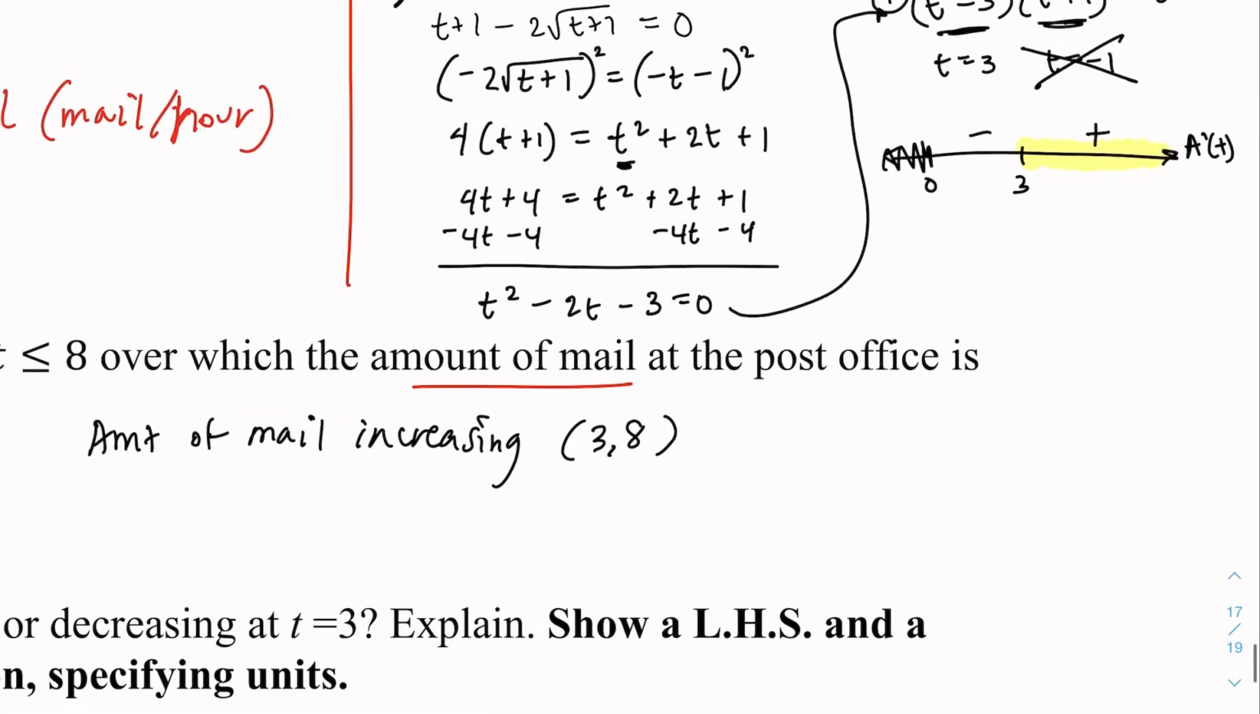And our explanation is, and this part is key, you've got to make a relationship between your amount, your original function, and then your I and your O. So since A prime of t, which is I of t minus O of t, is greater than 0, the rate of change of the amount of mail is positive, therefore the amount of mail is increasing.